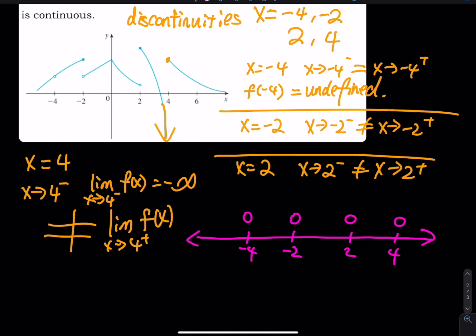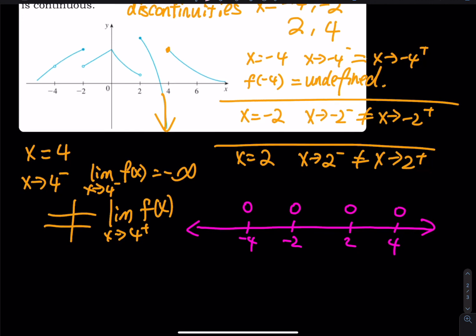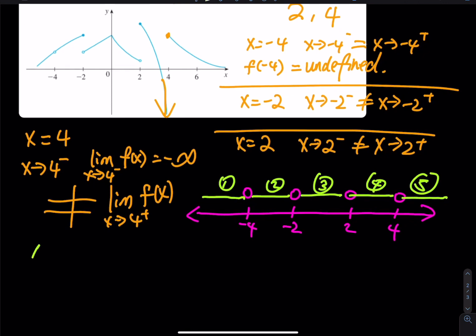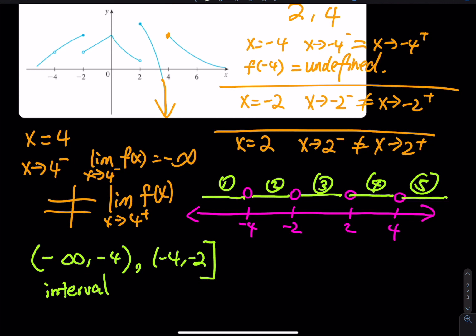So the function is continuous in where? It is continuous everywhere else except these 4 holes. So how many pieces do we have? 1, 2, 3, 4, 5. All right. So the first piece is from -infinity to -4, right? I am using interval notation. This is not an ordered pair. And then from -4 to -2, I am going to use a solid circle, so I am going to use a square bracket. This is called interval notation.